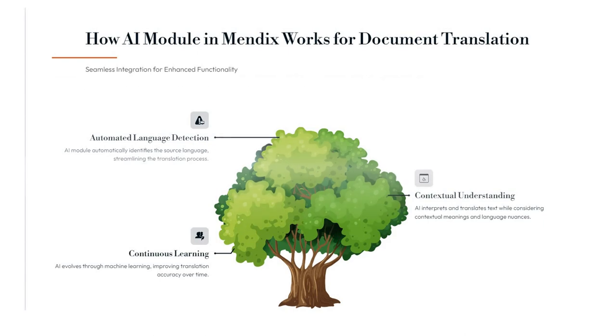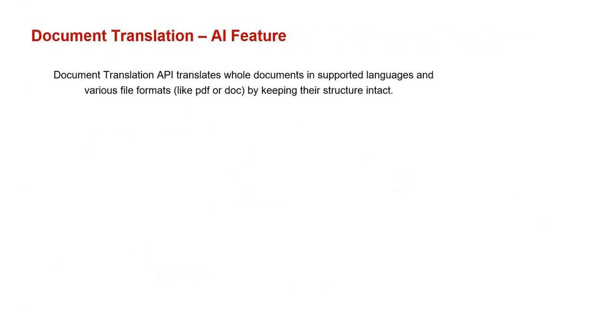Moving on to the next slide, document translation. What does document translation do? Document translation is an API that translates documents in supported languages, and various file formats are supported. Like we can upload a PDF or a Word document, and it will translate it in the same format, keeping the structure intact.